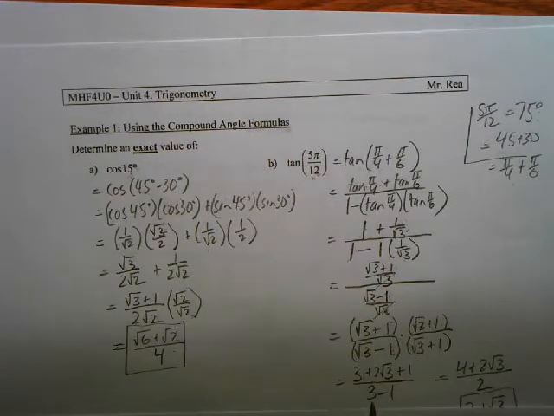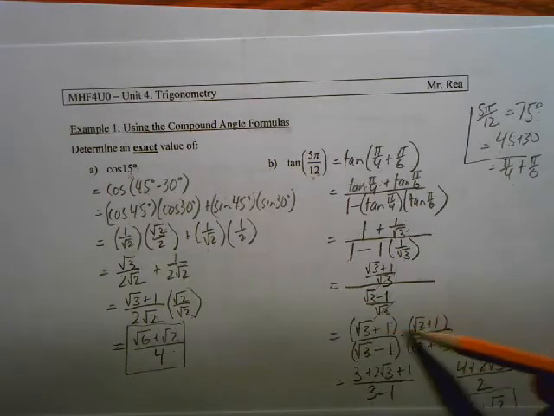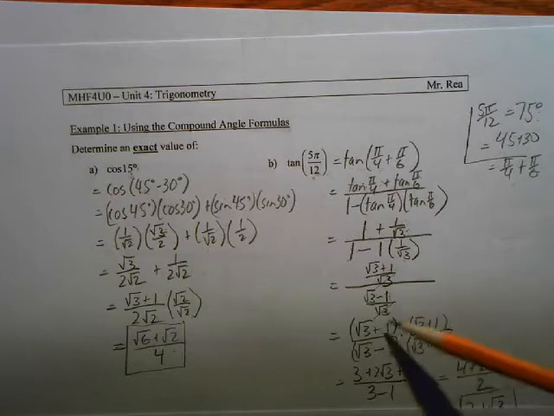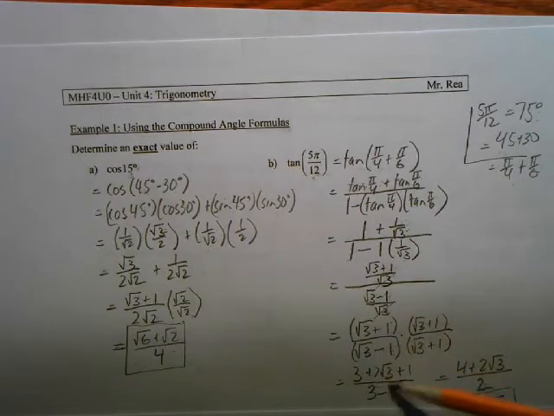Root 3 squared is 3, subtract 1. So that's nice, because now we just got 2 on the bottom. We still have to do our FOIL on the top. So we get root 3, plus root 3, plus root 3. So we get plus 2 root 3 and then plus 1. We can combine the 3 and the 1 together. So we end up with this.